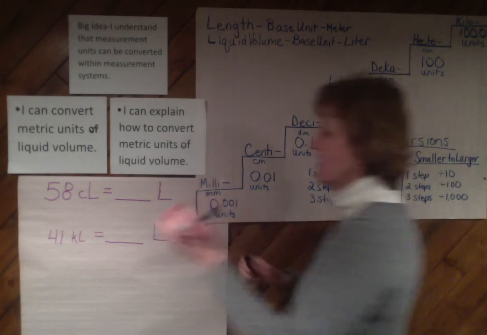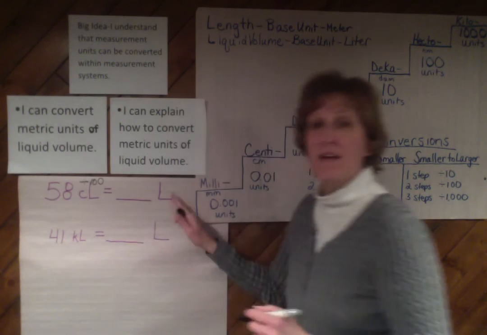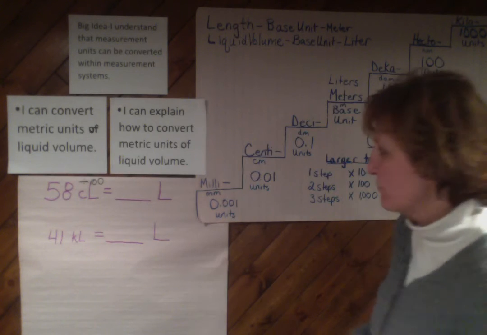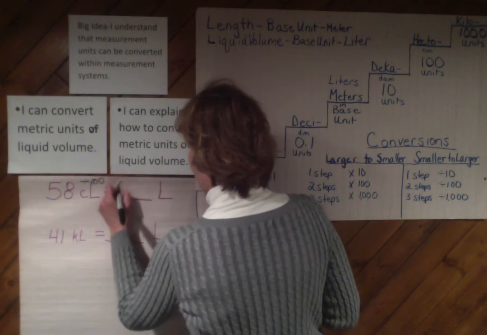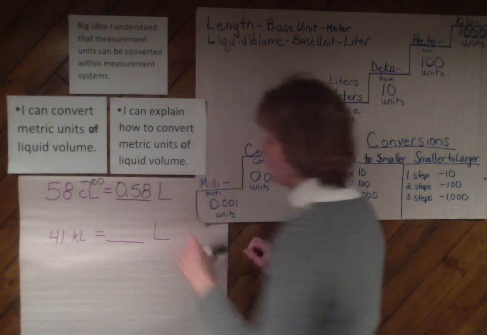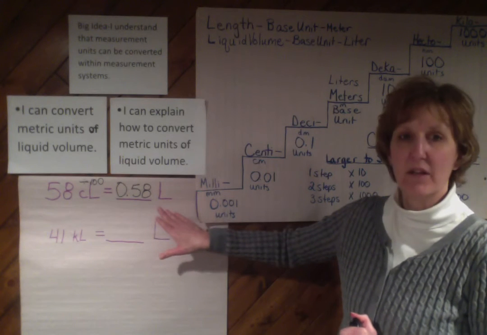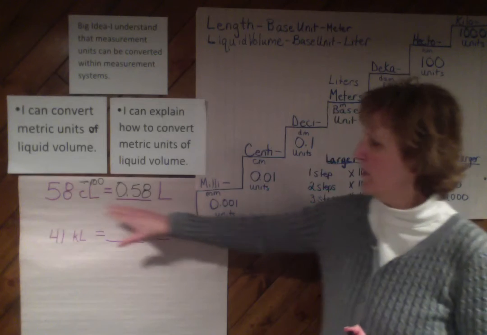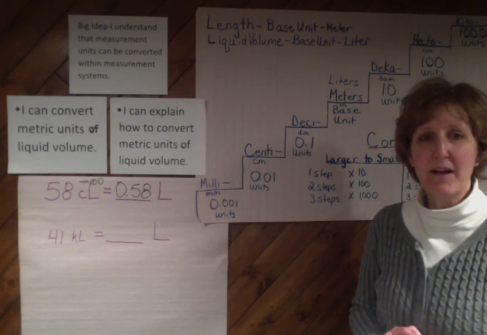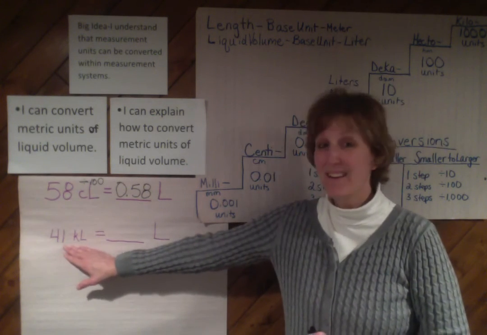So that means I have to take this 58 and divide it by 100 to figure out how many liters that would be. I'm making it 100 times smaller, so I'm now going to shift everything 2 places to the right, and our answer becomes 58 hundredths of a liter. Does it make sense? Well, centiliters are smaller than liters, so yeah, it makes sense. We divided by 100, and there we go. It was 2 steps.